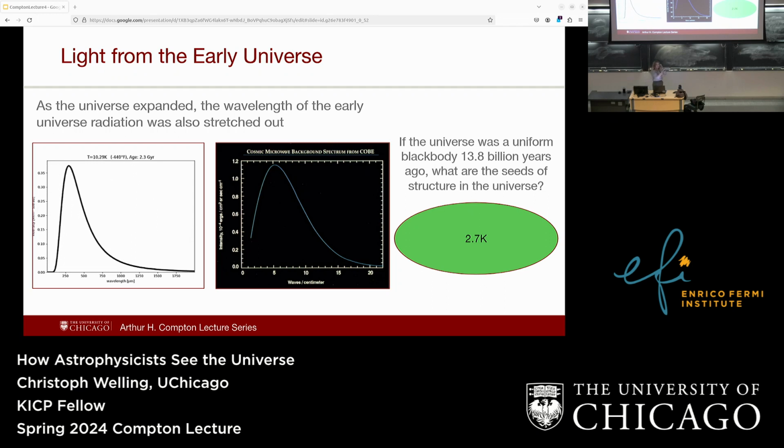So, yes, please. The peak here is about 5 centimeters. Yes. And the peak coming from our sun would be about a half micrometer, plus or minus 10%. It doesn't matter. So in this case, this is displaced from half a micrometer all the way to 5 centimeters. Yeah, that's right.